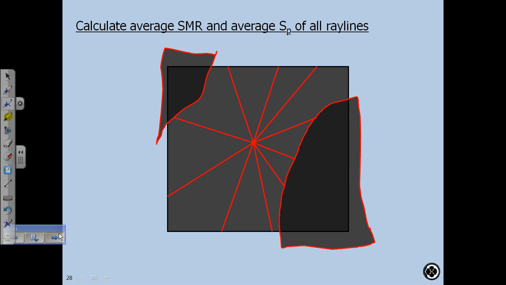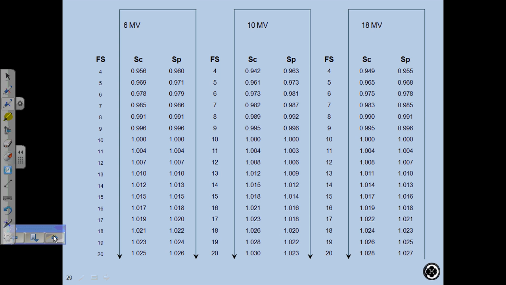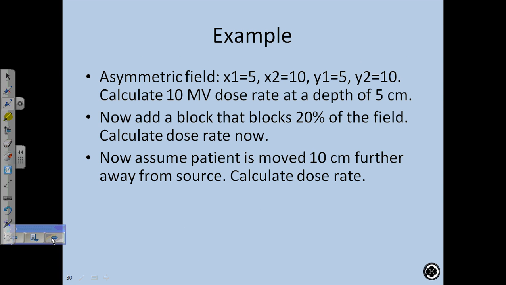And then this is just an example of a blocked field with some radii on it, and then here are some S&Cs and S&Ps.